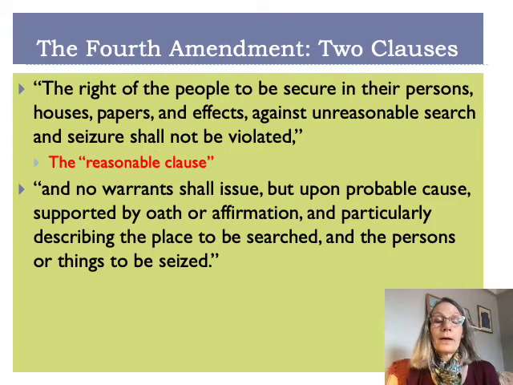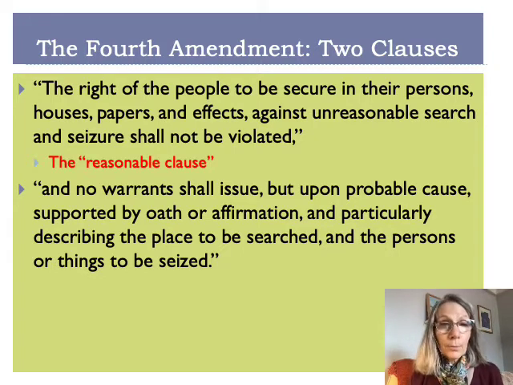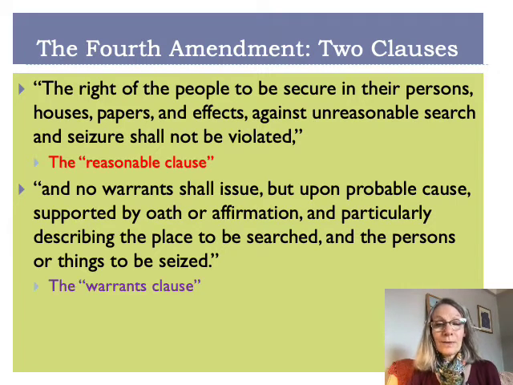The other part of the Fourth Amendment, it continues. It says no warrants shall issue but upon probable cause, supported by oath or affirmation, and particularly describing the place to be searched and the persons or things to be seized. We're going to talk more about the requirements for a warrant later in the lecture. And that's what's known as the Warrants Clause.